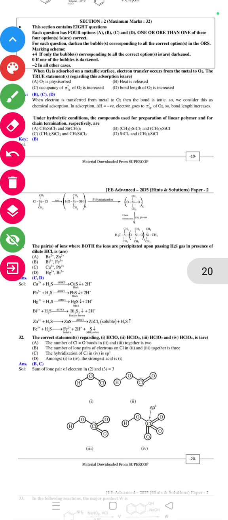इसके आगे फिर क्वेश्चन है कि when O2 adsorbed on a metallic surface the electron transfer occurs from the metal to the O2. The true statement regarding this adsorption is? तो इसमें जाएगा ऑप्शन बी, heat is released, occupancy of the pi star 2p of the O2 increased, bond length of the O2 increased. So when the electron is transferred from the metal to the O2 then the bond is ionic, so we consider this as a chemical adsorption. In the adsorption delta H is equal to negative, electron go to pi star 2p of the O2, so the bond length क्या होता है, इंक्रीज होता है.